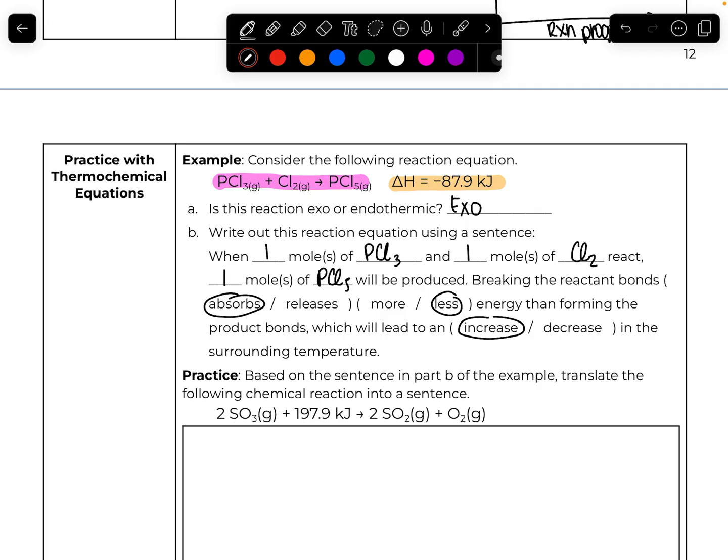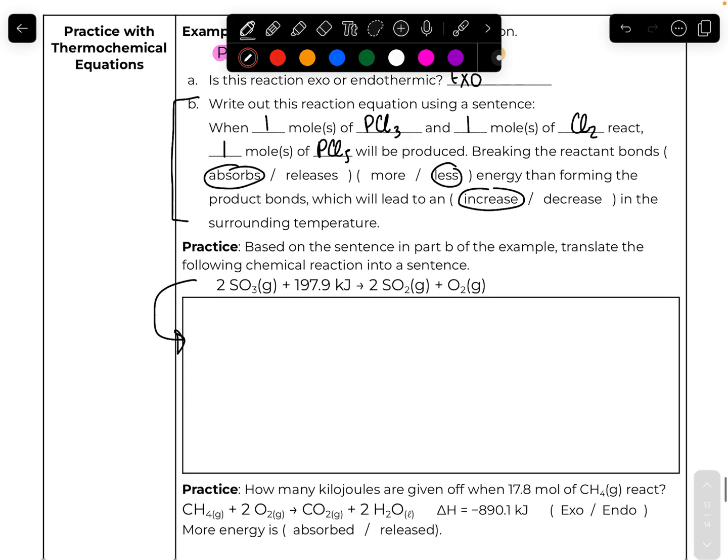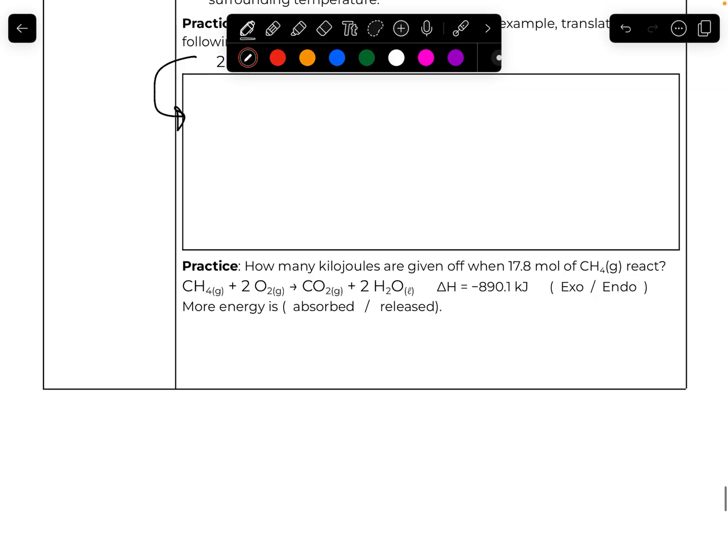Okay, what I'd like you to do is pause the video, and try to recreate this sentence, this part B that we talked about here, for this reaction in this box. Think about what is the thermochemical data that's represented here. Is it exo or endothermic? What's happening to the bonds? And then write your answer right there. Okay, pause the video, do that. Okie dokie.